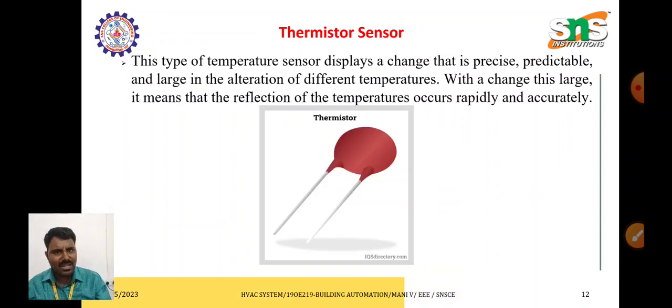A thermistor can also be used. A thermistor is a small device and an RTD is a big device. A thermistor can be used to measure the temperature. If the temperature changes, the resistance of the thermistor also changes. So with the help of the change in resistance, we can measure the temperature in the environment.